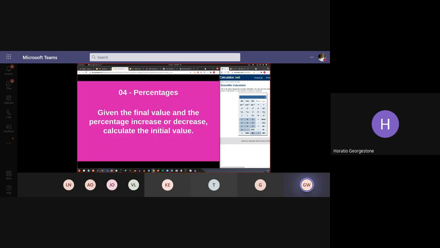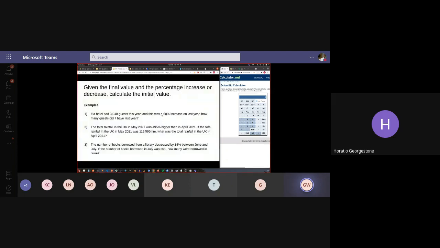Okay, so I think we had one more thing to do in percentages. So we'll do that, and then I'll tell you the plan for what we're going to do next, and then we'll start doing it. So given the final value and the percentage increase or decrease, calculate the initial value. So if a hotel had 3,048 guests this year, and this was a 60% increase on last year, how many guests did it have last year?